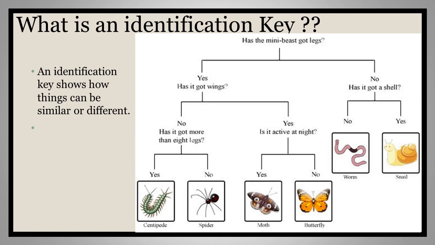Animals that have wings can be divided by their behavior. So what is the animal that is active in the night? It is moth. Butterfly is not active in the night. Animals without legs can be divided according to their shell. Answer for no is worm. Answer for yes is snail.